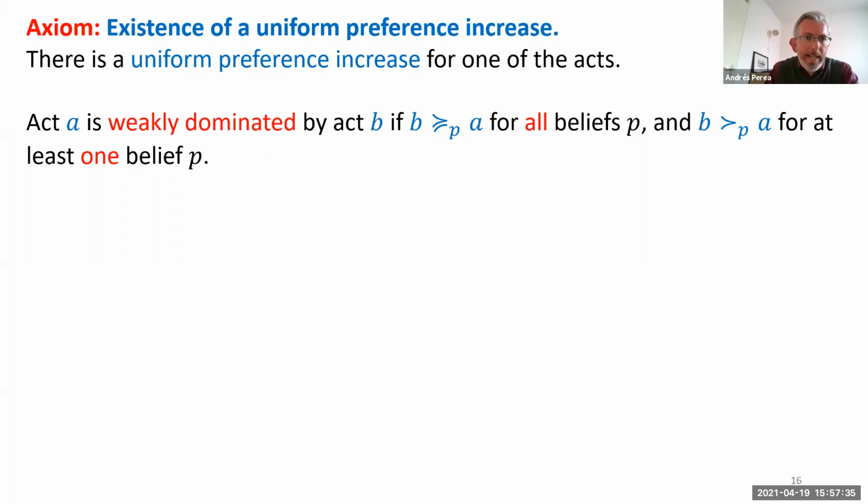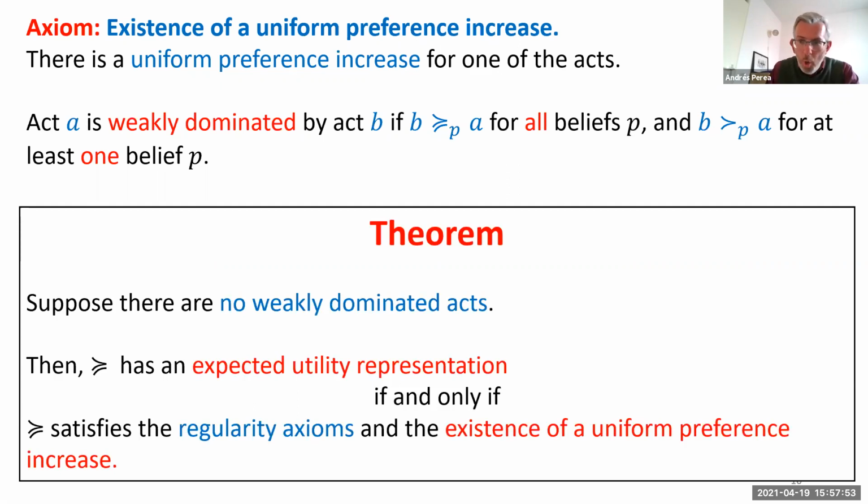So when would we say that an act A is weakly dominated by an act B? It just means that for every belief P, B is always weakly better than A, and there is at least one belief where you strictly prefer B to A, right? So the theorem says that if there are no weakly dominated acts, so this means that whenever you compare two acts, there will always be a belief where you prefer A to B and another belief where you prefer B to A, then a conditional preference relation has an expected utility representation if and only if it satisfies the regularity axioms and the existence of a uniform preference increase. So existence of a uniform preference increase is both necessary and sufficient, in combination with the regularity axioms, to guarantee an expected utility representation.